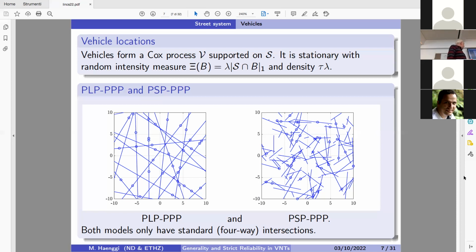We also recognize that in both models, we either have just vehicles on streets, or we might, if we're lucky, get vehicles close to an intersection. But in any case, these two street systems only have standard four-way intersections. There are no T-junctions with probability 1 here.